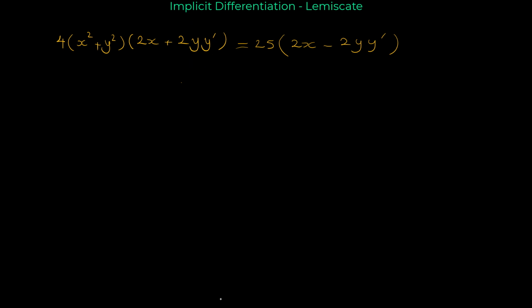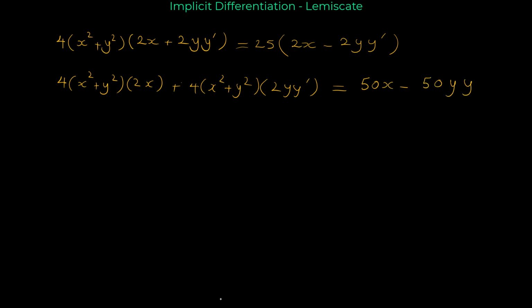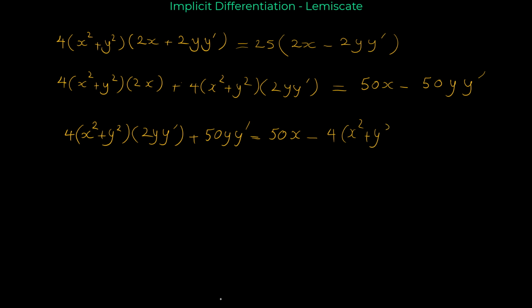So we have 4 times (x squared plus y squared) times 2x. And we have also 4 times (x squared plus y squared) times 2y y prime. On the right, we have 25 times 2x, which is 50x. And also we have minus 50y y prime. If we move the terms involving y prime to one side and the terms without y prime to the other side, then we have this. 4 times (x squared plus y squared) times 2y y prime plus 50y y prime equals 50x minus 4 times (x squared plus y squared) times 2x.